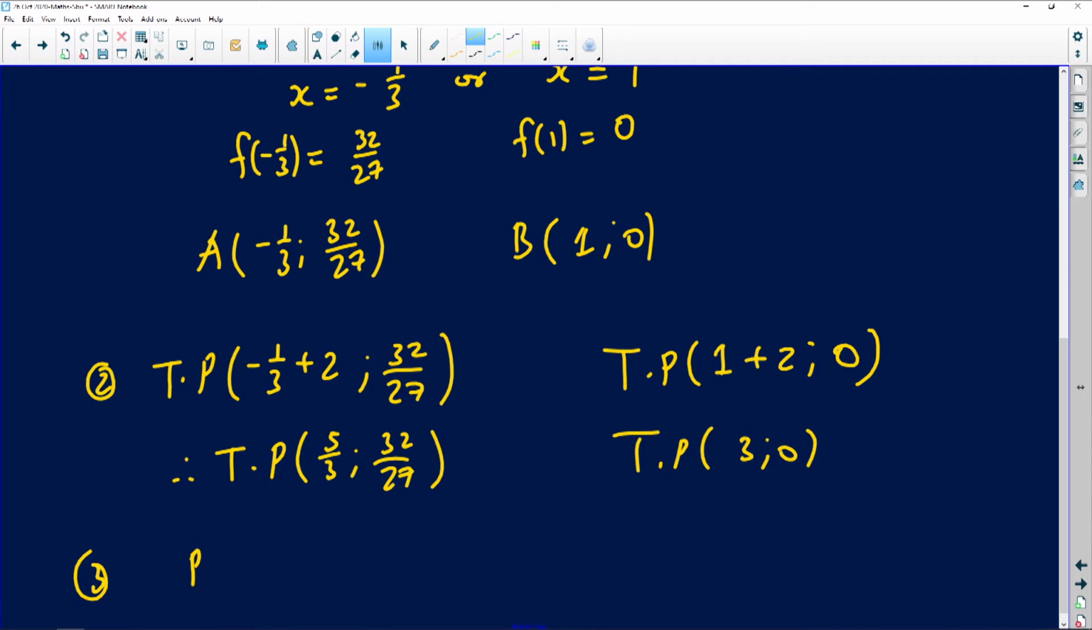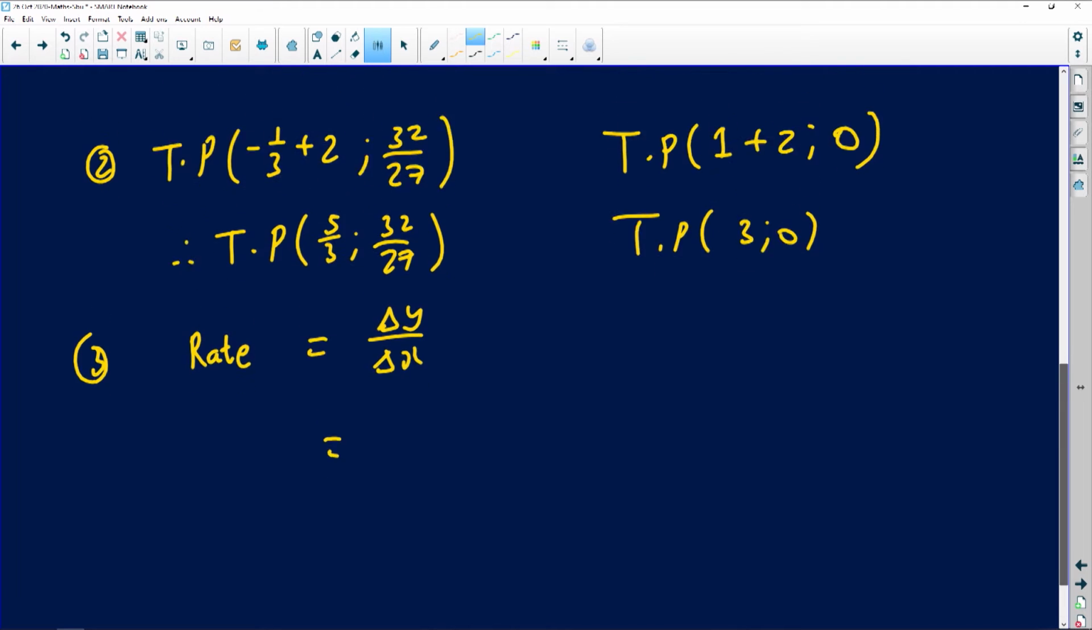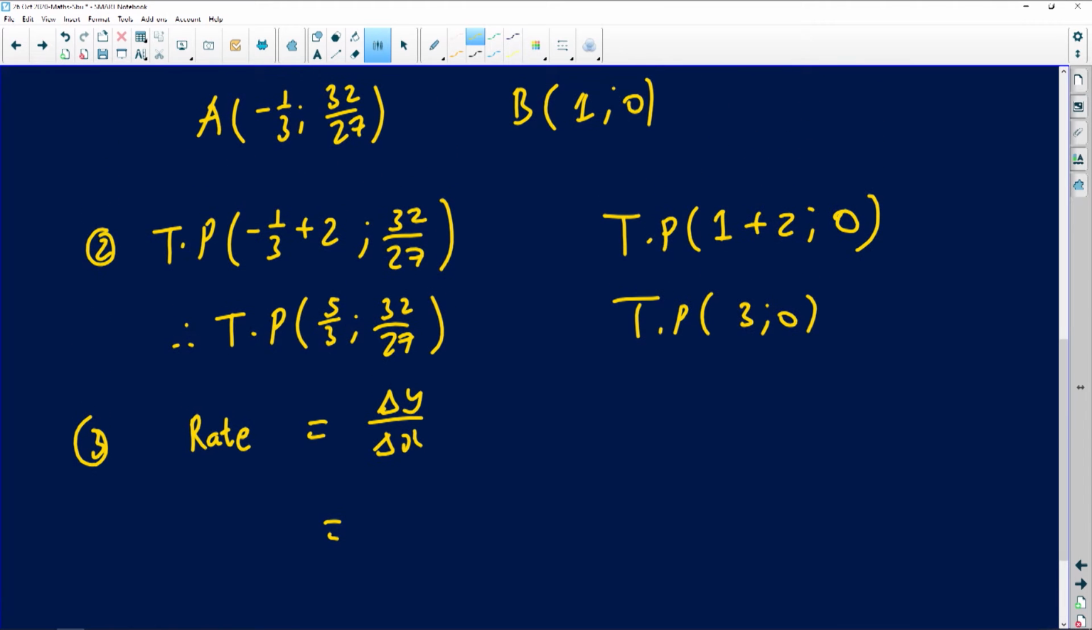So the rate equals change in y over change in x. Change in y over change in x. You've got the point at A, which is negative 1 over 3 and 32 over 27, and B, which is 1 and 0. So y2 minus y1, divided by x2 minus x1. Very simple. We're asking for the gradient between A and B.